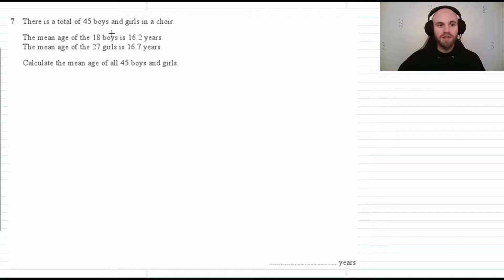Question 7, there is a total of 45 boys and girls in a choir. The mean age of the 18 boys is 16.2 years. The mean age of the 27 girls is 16.7 years. Calculate the mean age of all 45 boys and girls.